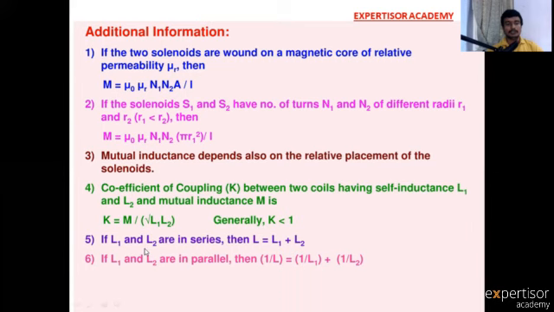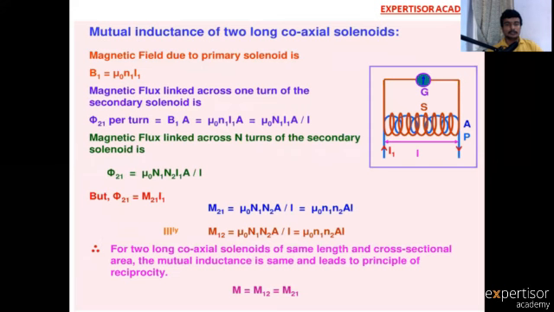Coming to the fifth one, if L1 and L2 are in series, then L equals L1 plus L2. Here L1 and L2 are the self inductances of the different coils. For self inductances in parallel, 1 by L is equal to 1 by L1 plus 1 by L2. This series and parallel combination is like the series and parallel combinations of resistors. So this is the additional information about the mutual inductance for the solenoids.